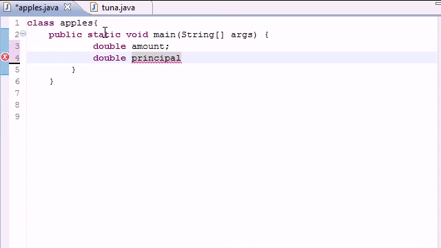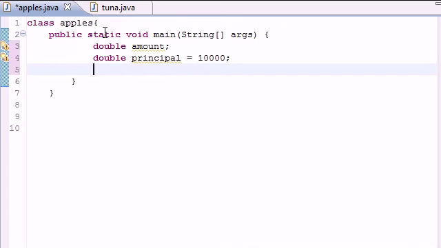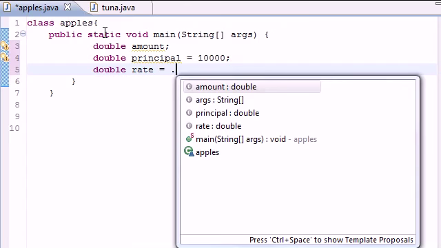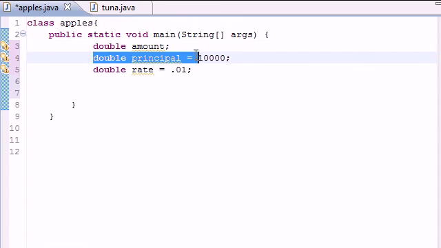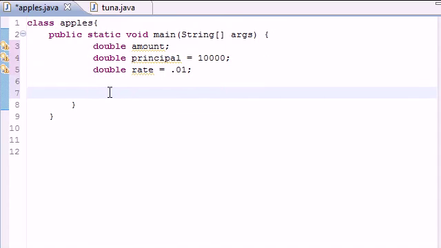So double principal, we know what this is, 10,000, since that's how many subscribers I have to begin with. Don't put the comma there. The last thing we need is the rate. So double rate equals 0.01, since I'm gaining subscribers at 1% a day. Now that we have the amount, which we're solving for, the principal, the value that I'm starting with, and the rate, 1% a day, we can go ahead and make a for loop to build this program.